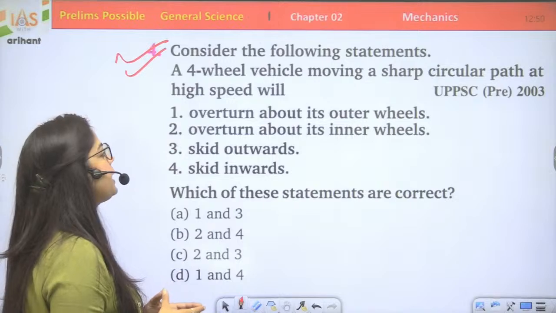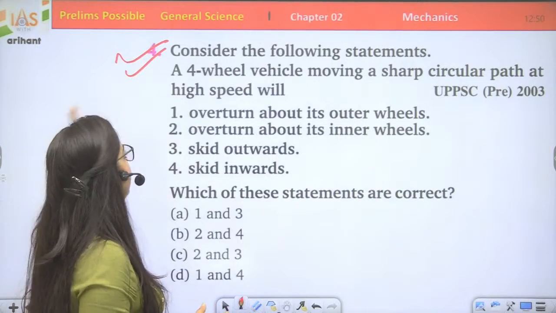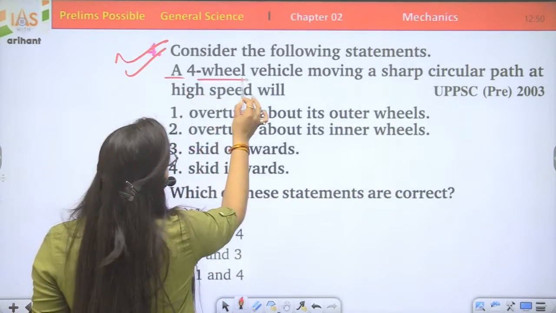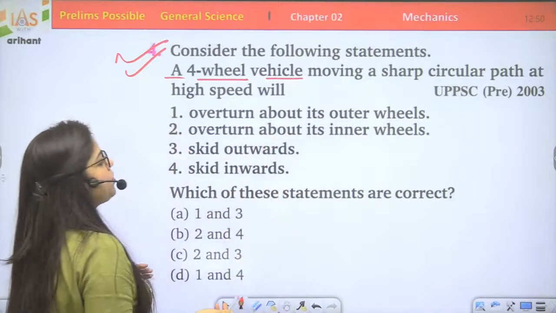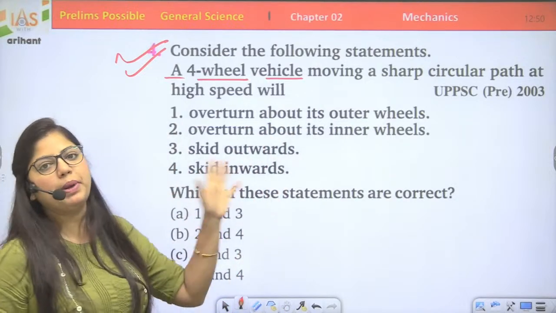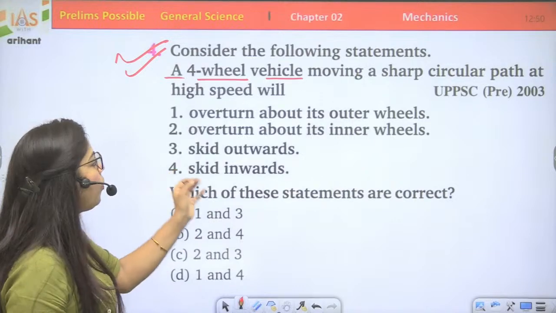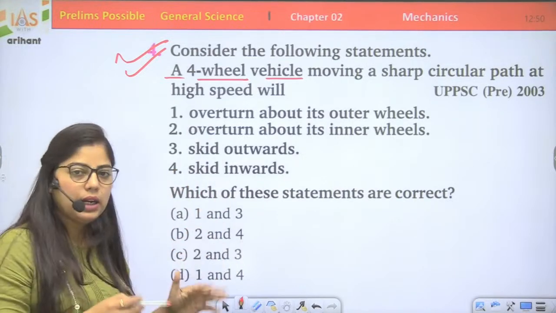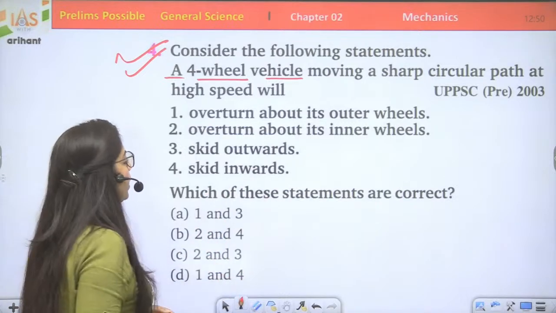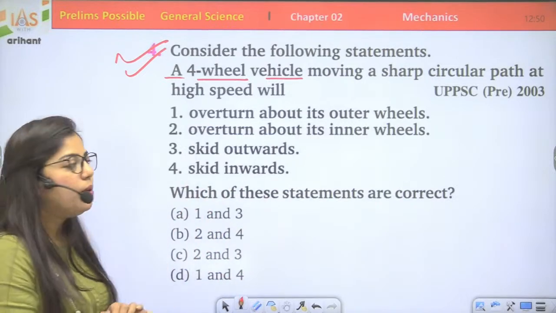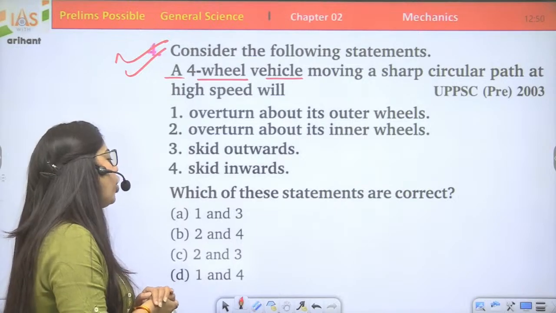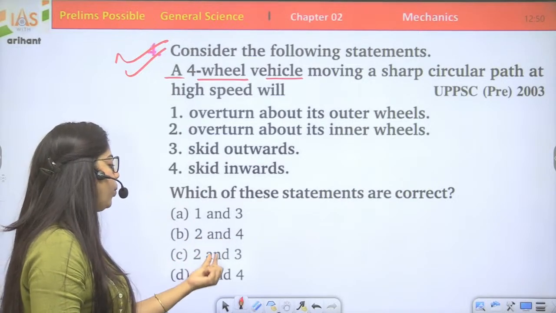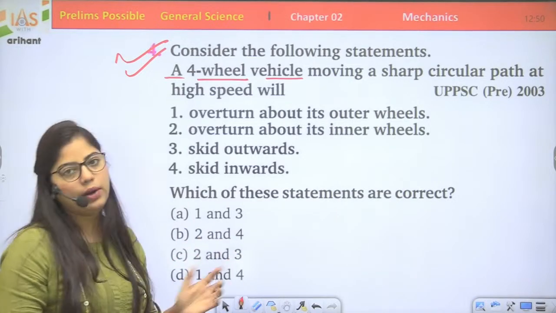Consider the following statements. A four-wheel vehicle moving on a sharp circular path at high speed will overturn about its outer wheels, overturn about its inner wheel, skid outwards, or skid inwards. Which one will be the right option? 1 and 3, 2 and 4, 2 and 3, and 1 and 4.